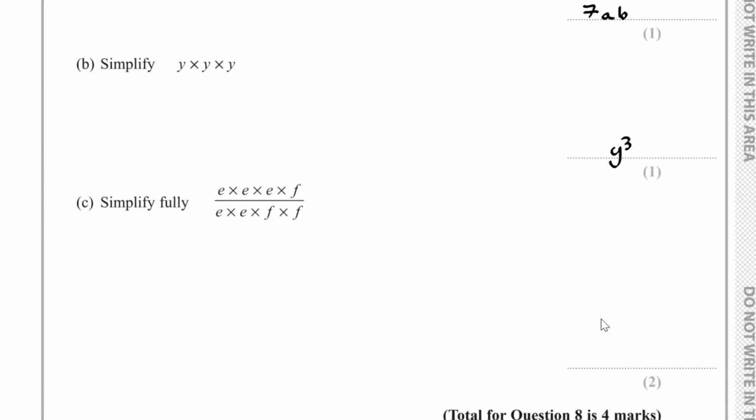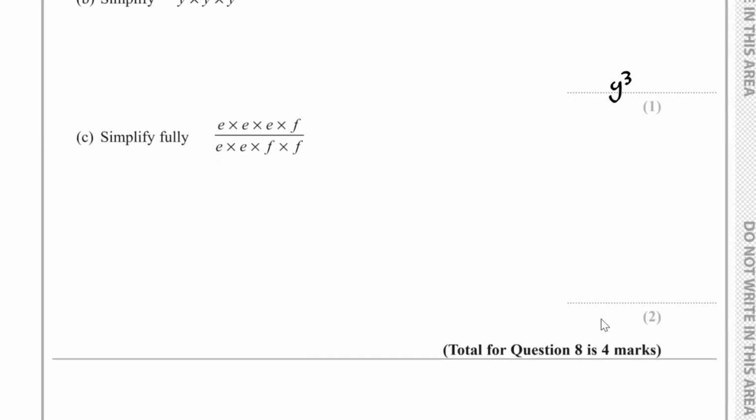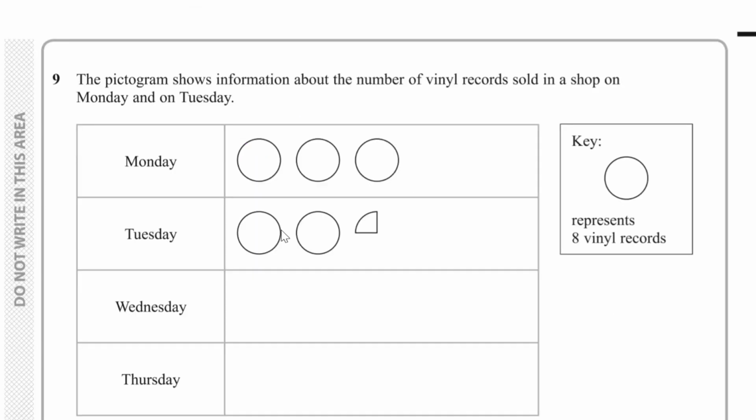For part C of the question, we have to simplify fully e times e times e times f divided by e times e times f times f. Well, here this e cancels with this e cancels with this e, and this f cancels with this f, so we are left with e over f. Question number 9.